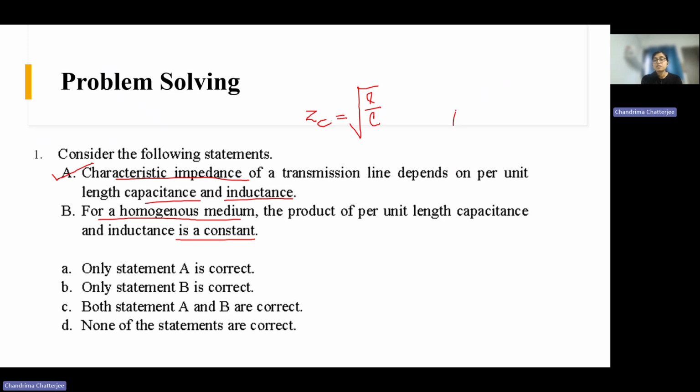So LC is equal to mu epsilon, where mu is the permeability of the medium and epsilon is the permittivity of the medium. So this is a constant. Statement B is also true, so both statements A and B are correct.